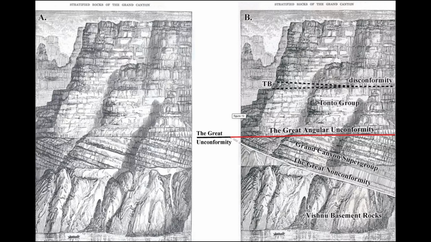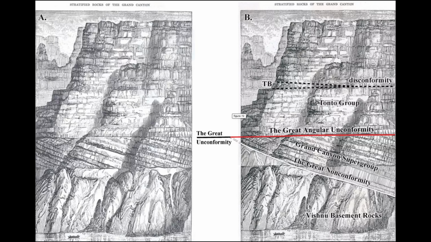The great angular unconformity in the Grand Canyon was first observed by the Powell expedition of 1869. And what you see here are earlier sedimentary sequences at this angle, with subsequent sequences forming in the horizontal orientation above these exposed angular beds.